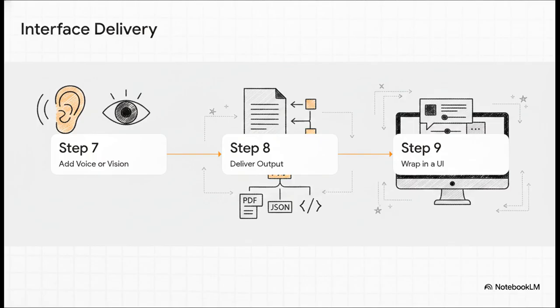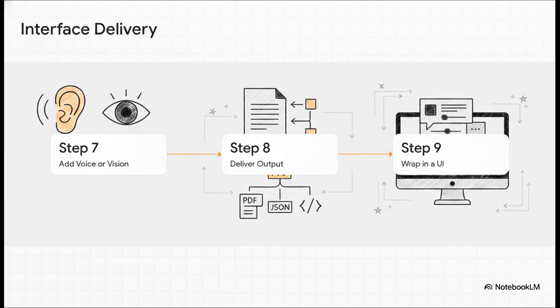Step 7 is technically optional, but it is highly impactful. Add voice or vision capabilities. You can literally let your agent see and speak. Step 8 is where we ensure the output is actually useful. You need to format the outputs into Markdown for clean PDFs, or maybe strict JSON. The output has to be completely readable by whatever system is receiving it.